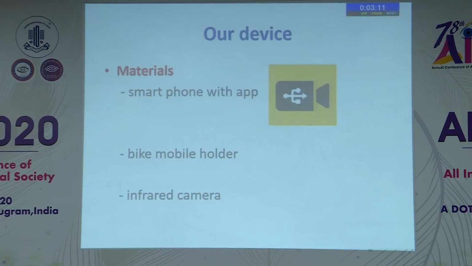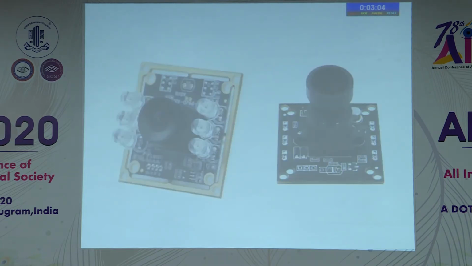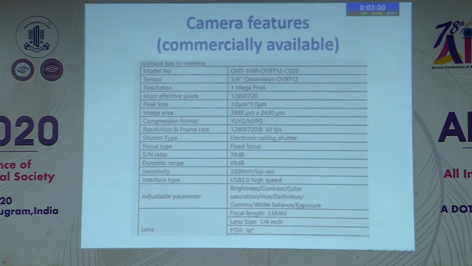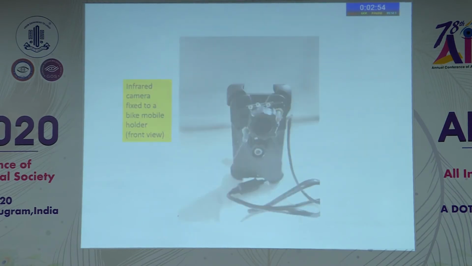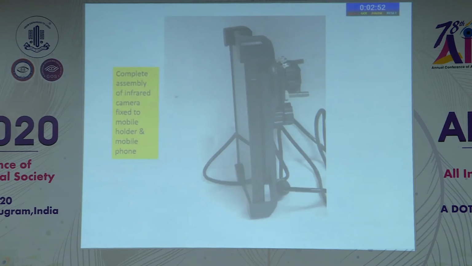So our device consisted of the smartphone with an app, a bike mobile holder, and an infrared camera. This is the image of the infrared camera. And these are the specifications of the camera. And these are pictures showing the assembly, the front view and the side view of the device.